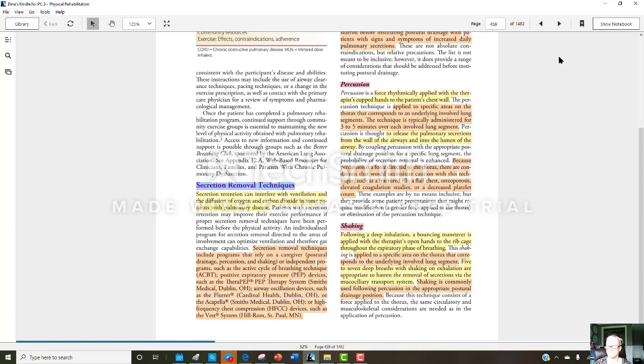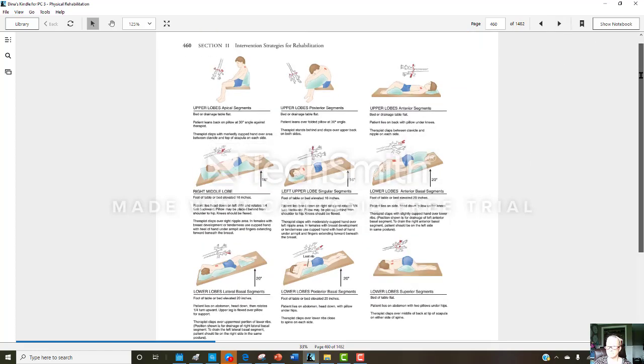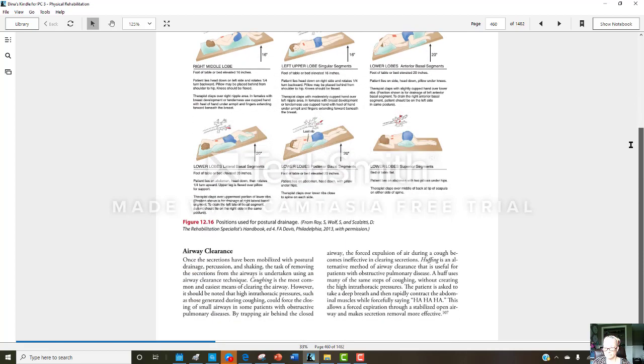Airway clearance: once the secretions have been mobilized with postural drainage, percussion, and shaking, the task of removing the secretions from the airways is undertaken using an airway clearance technique. Coughing is the most common and easiest means of clearing the airway. However, it should be noted that high intrathoracic pressures, such as those generated during coughing, could force the closing of small airways in some patients with obstructive pulmonary diseases. By trapping air behind the closed airway, the forced expulsion of air during a cough becomes ineffective in clearing secretions.